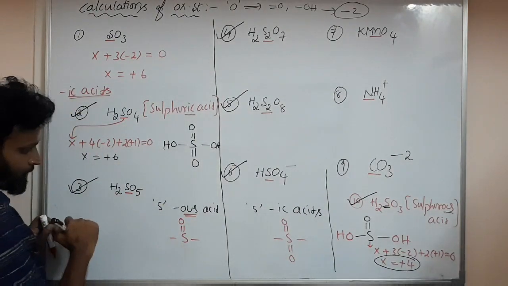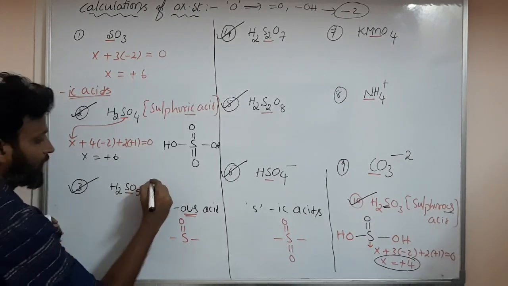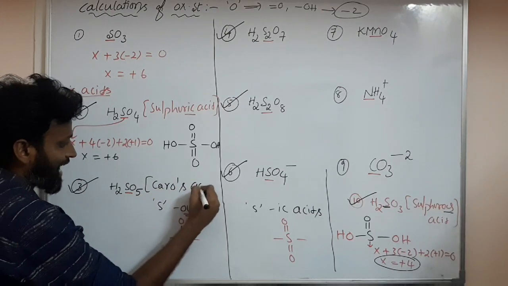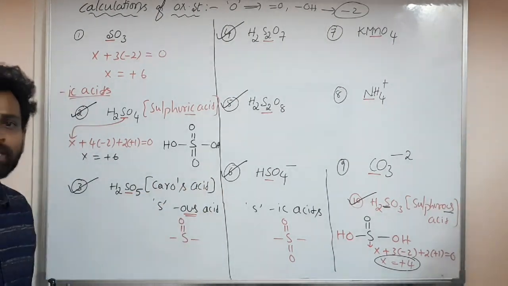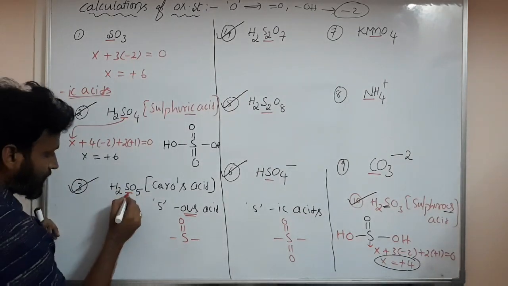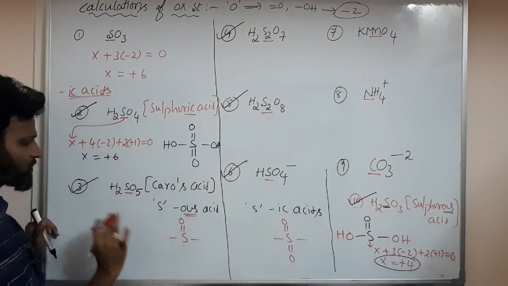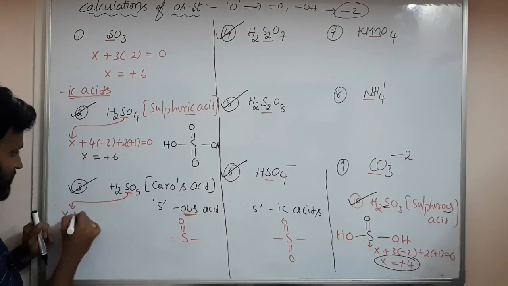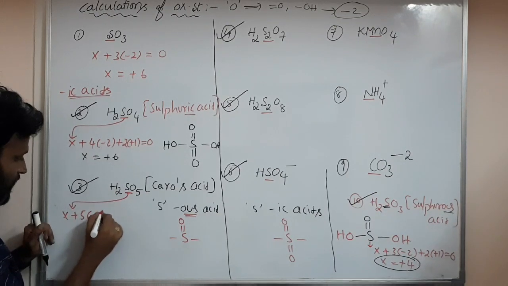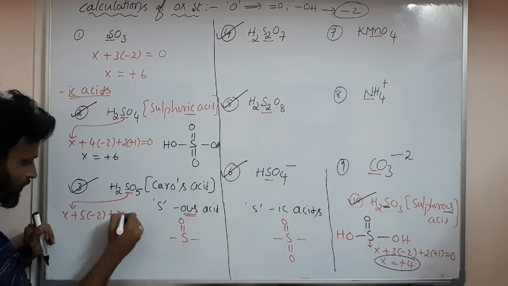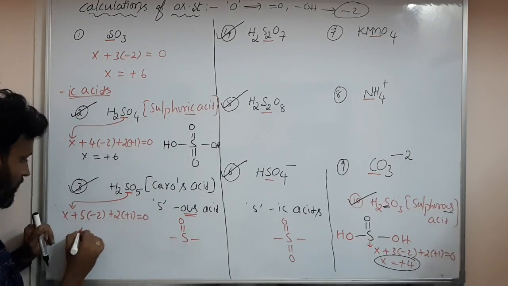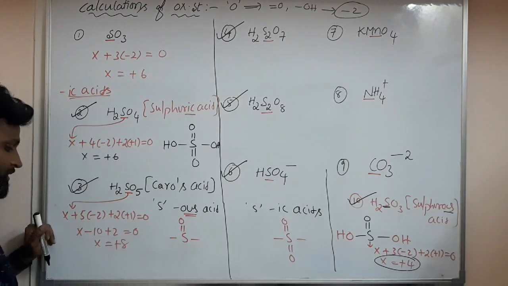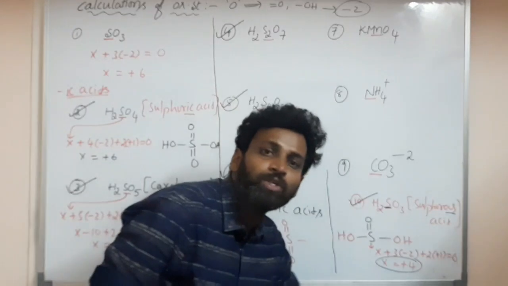Okay, come to this. This H2SO5, this is peroxysulfuric acid or else Caro's acid. What is this? Caro's acid. Here if you write without writing structure, if you calculate, in this way you will calculate: X plus, there are 5 oxygens, 5 into -2 plus 2 into +1 is equal to 0. Then X minus 10 plus 2 is equal to 0. X equals to +8 you will get. But it is absolutely wrong.